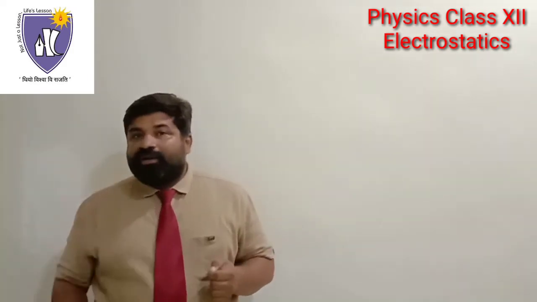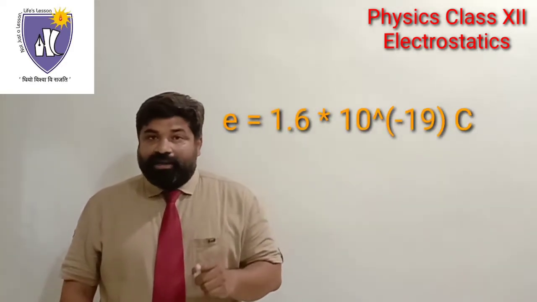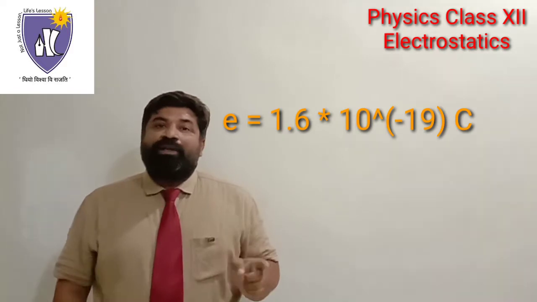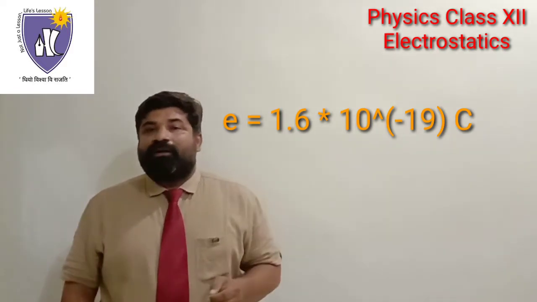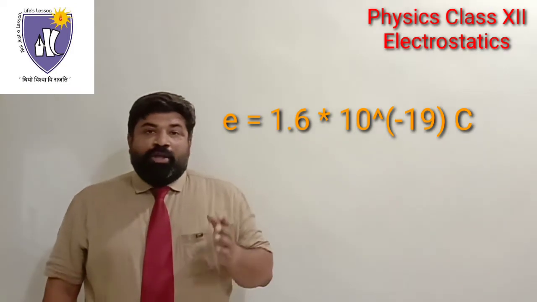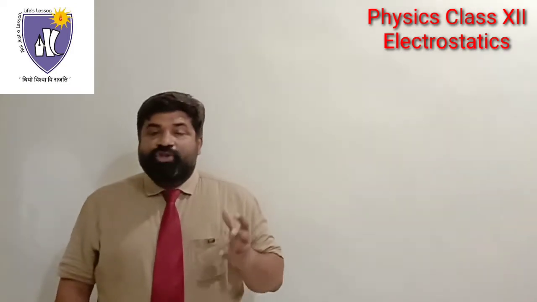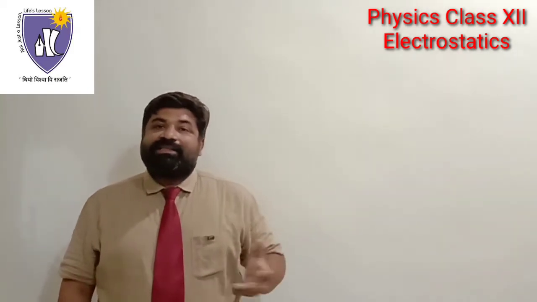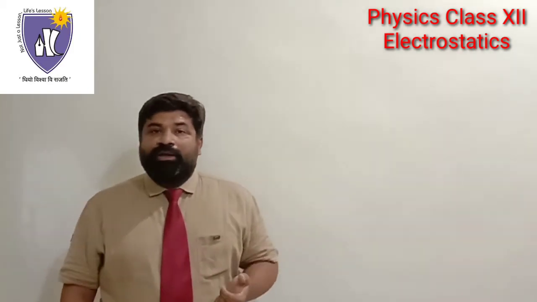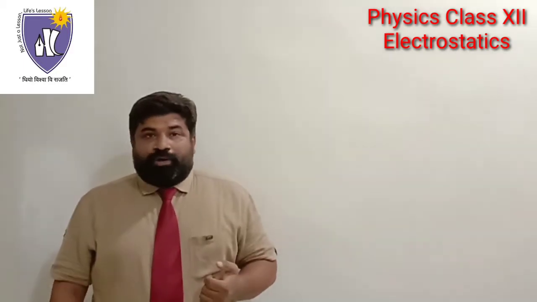The value we had already studied, that is, the value of e mathematically, e equal to 1.6 into 10 to the power minus 19 coulomb, if you remember. Okay, so we can calculate the total charge on a body, that is, Q equal to n e, where n is the number of electrons or protons and e is the charge on an electron or proton.